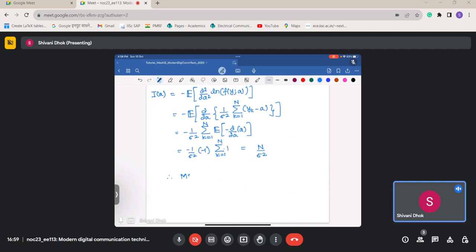Therefore your MSE is greater than or equal to 1 upon IA, which is equal to sigma square by n. So now another thing, if you observe, just a side note, that as your number of observations, that is as your n tends to infinity, your IA tends to infinity, or rather your lower bound 1 by IA tends to 0. This is an interesting thing to observe here, and this is your CRLB. Any questions?